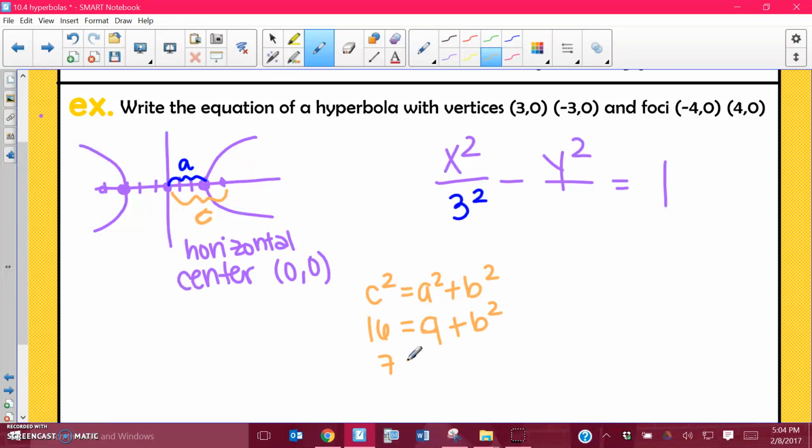Subtract the 9 from both sides, I get 7. And note, in the formula, you don't want b, you just want b squared. So I'm not going to continue on here. I'm just going to leave this as 7. Okay, so you can change that into 9, and then I would be done.